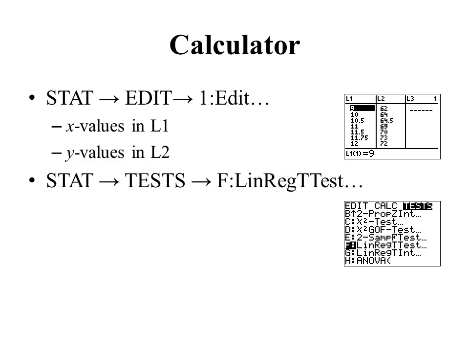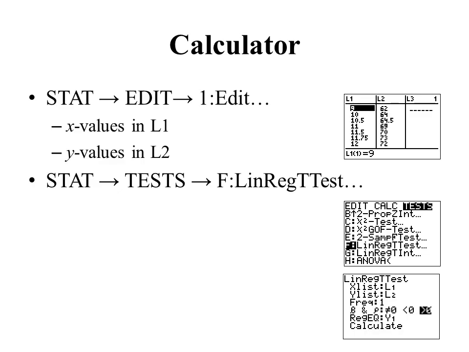Next, we're going to go to the Test menu and scroll up or down to option F, LinRegTTest. Now, if you have a TI-83 calculator, it will be option E, but it's still called a LinRegTTest. LinReg stands for linear regression. T-test means that we're going to do a t-test. And so you're going to get a window that looks like this.